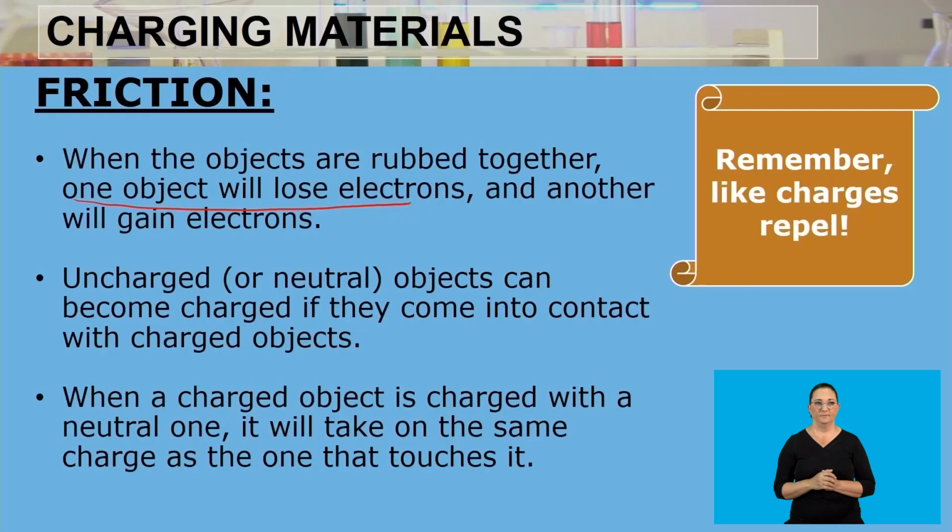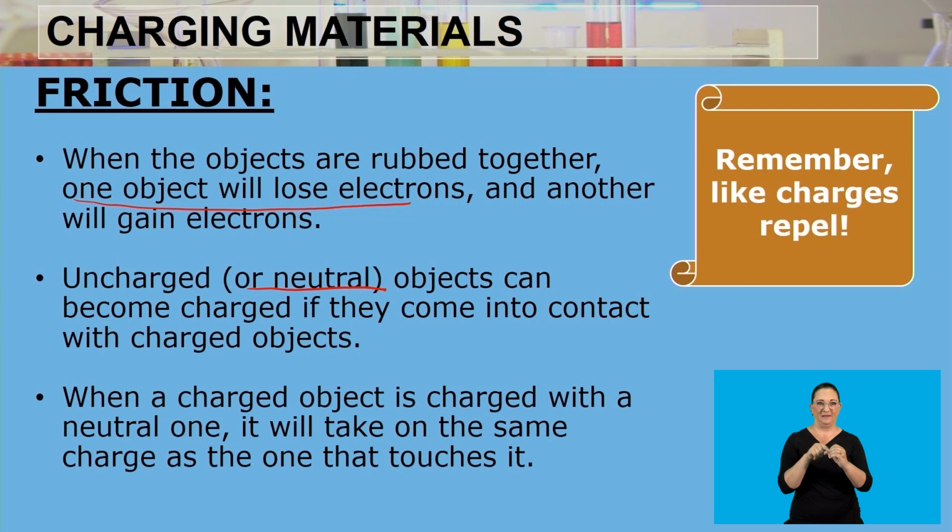So when you take one material and rub it together with another material, one of those materials is going to lose electrons. And obviously, if one loses electrons, the other one needs to gain those electrons lost by the other material. So if material A loses electrons, then material B should gain the same number of electrons that were lost by material A. Uncharged or neutral objects can become charged if they come into contact with a charged object.